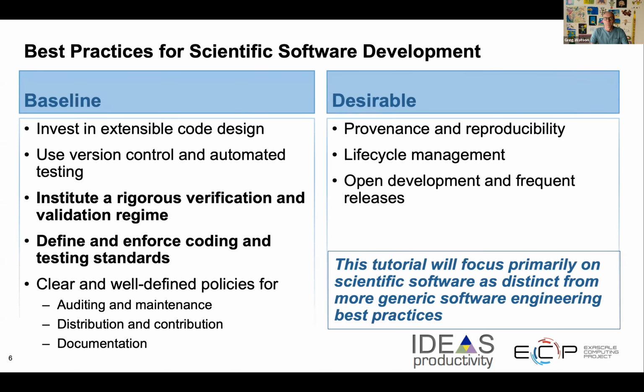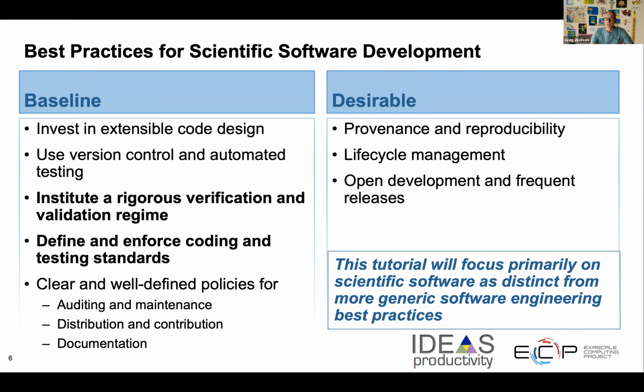Okay, so in terms of best practices for scientific software development, from a baseline point of view, these are things that every project should be doing. First and foremost is designing code in an extensible way, particularly for scientific computing, because it's such an experimental process that things are likely to change as you're moving through the experimental process. And to have to redesign everything from scratch every time there's a significant change is going to be very expensive. So building that into the design at the beginning is very important.